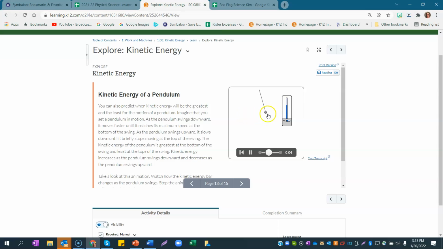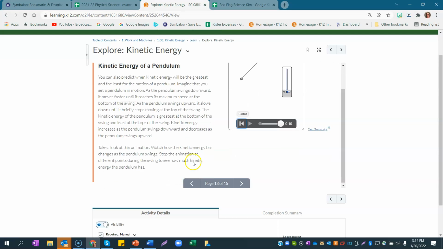So if we play this, at the bottom of the swing, you can see the kinetic energy is higher, and then as it starts to go up, it gets lower. If you look over here, you're able to see that kinetic energy going up and down. So kinetic energy increases as the pendulum swings downward and decreases as the pendulum swings upward. Okay, so that is the answer to question number 8. When is kinetic energy the greatest and the least? So that sentence will answer that question for you.